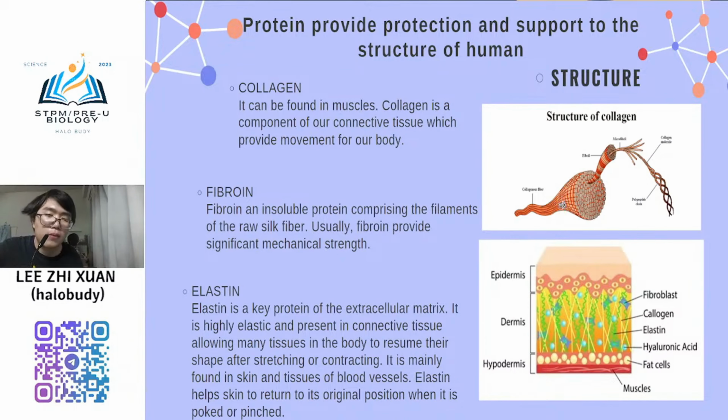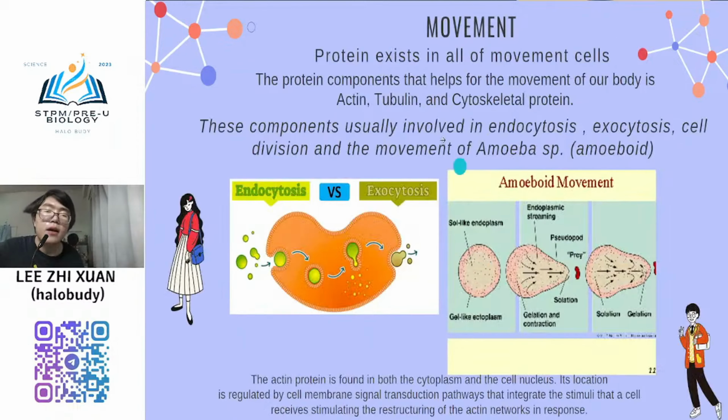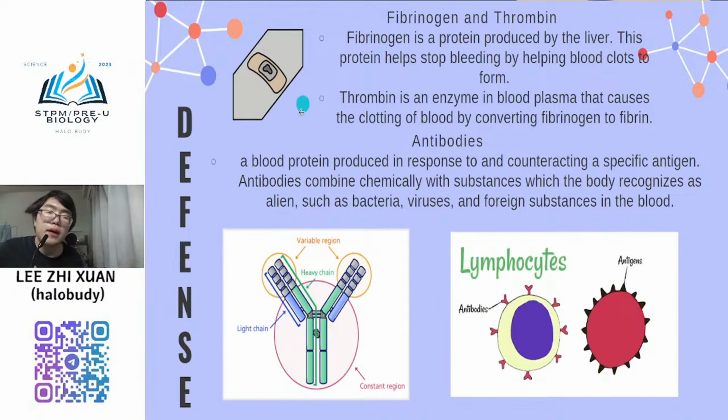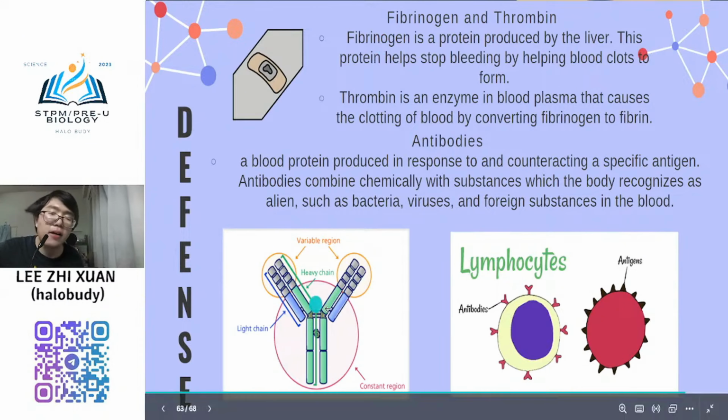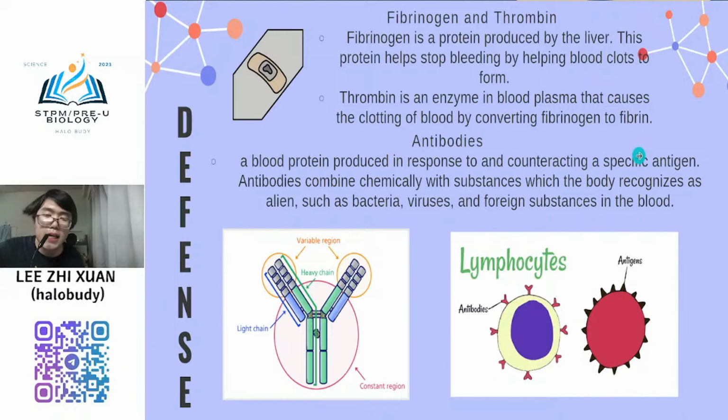Another function, as we mentioned, is protection and support of the structure. Normally collagen, elastin, and fibroin protect or support your body. And movement: actin, tubulin, myosin, and cytoskeleton are all involved in movement. And defense, I already mentioned antibody. Not only antibody, but also fibrinogen and thrombin that play a role in blood clotting.